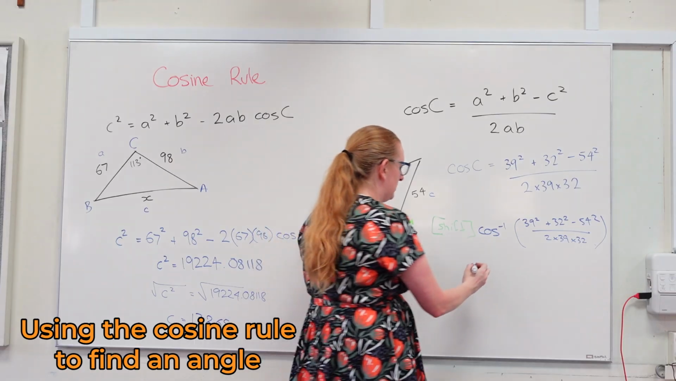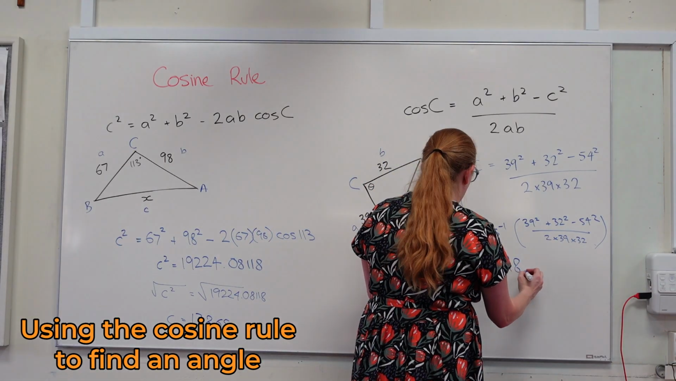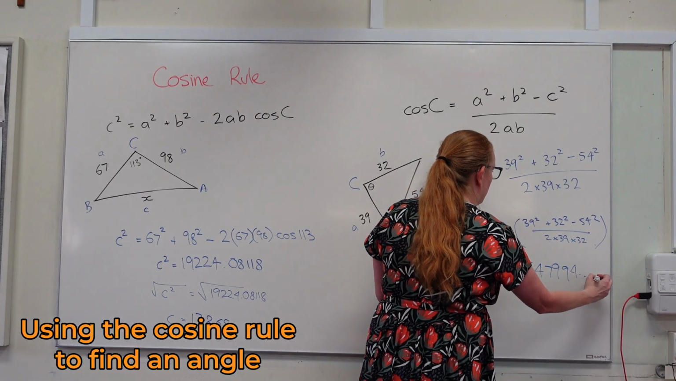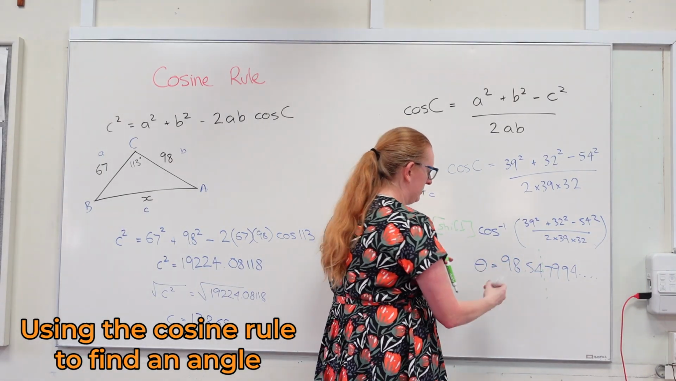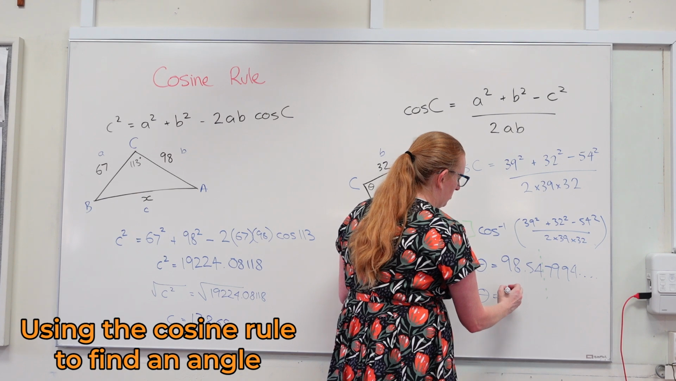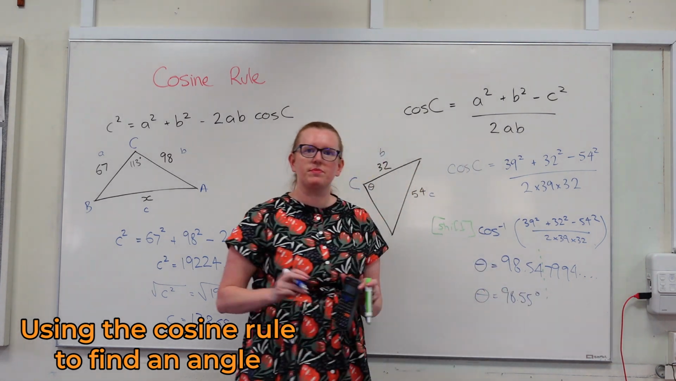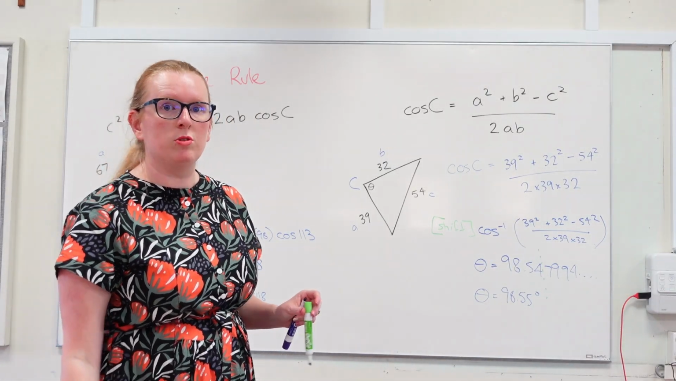And I get theta is equal to 98.547994 and so on. Round to 2 decimal places, 7 rounds up. So theta is equal to 98.55 degrees. Cool.